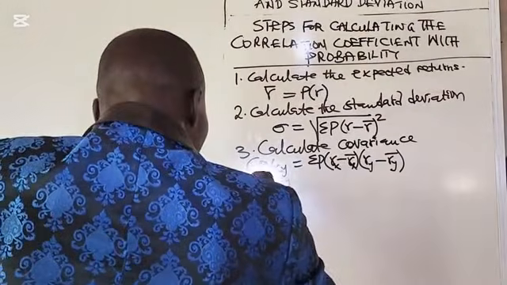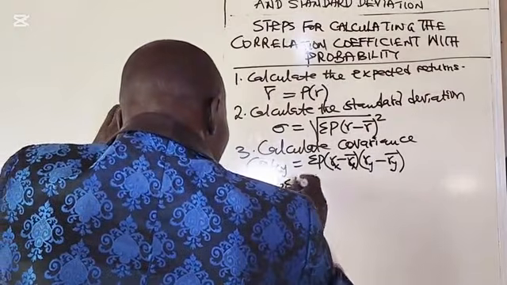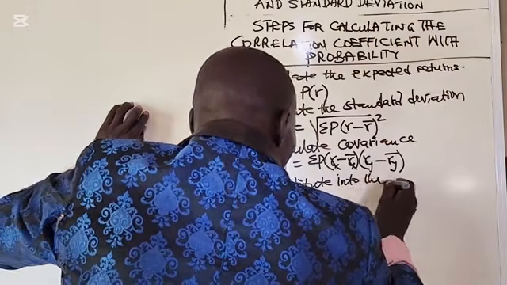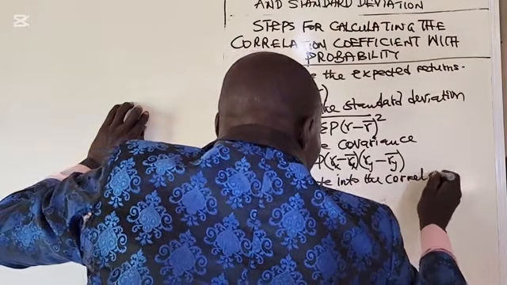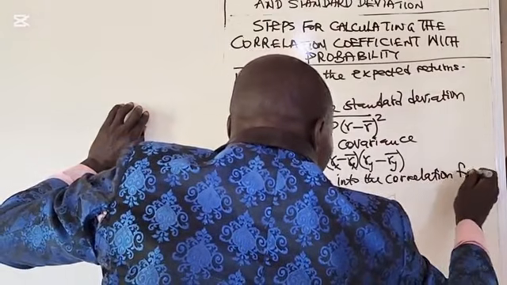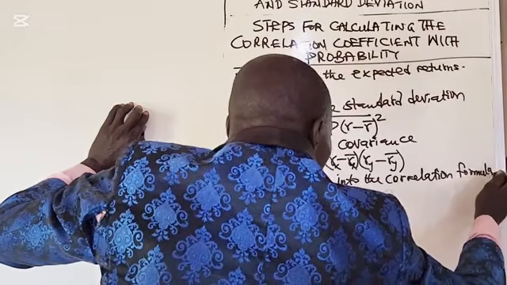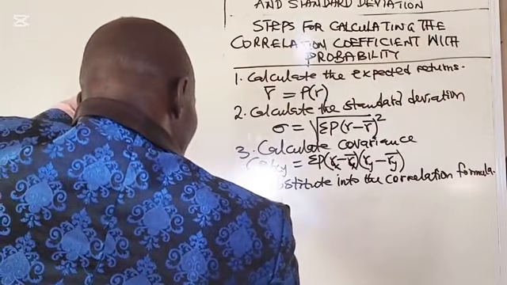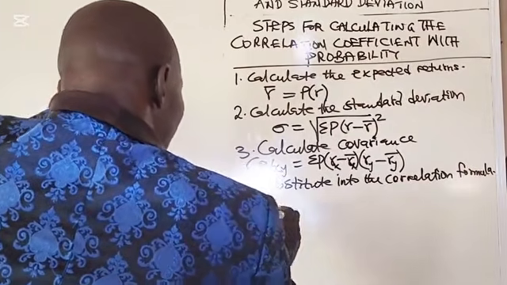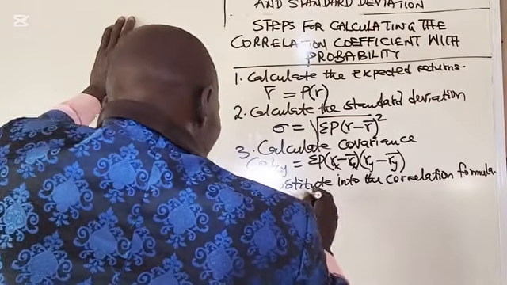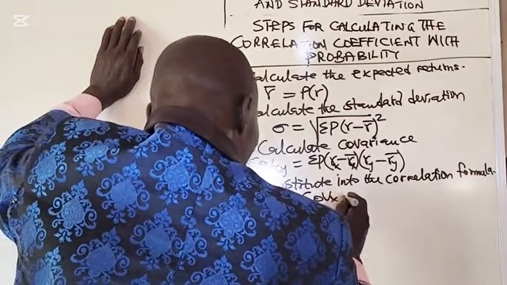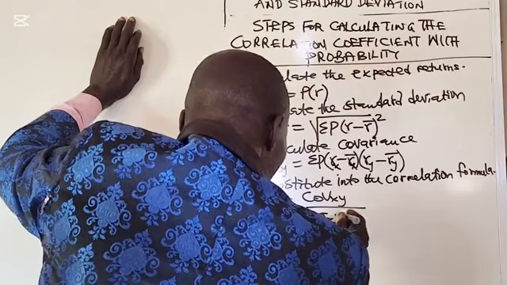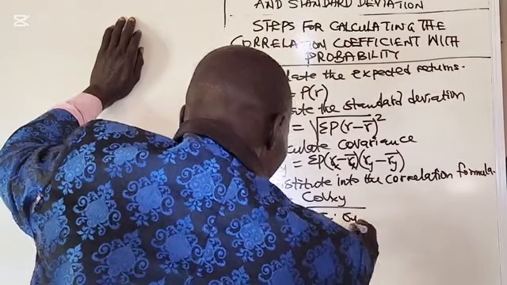Step 4, substitute into the correlation formula. And what is the correlation formula? I've told you that the correlation between the two securities X and Y is equal to covariance of security X and Y over the standard deviation of security X multiplied by the standard deviation of security Y.